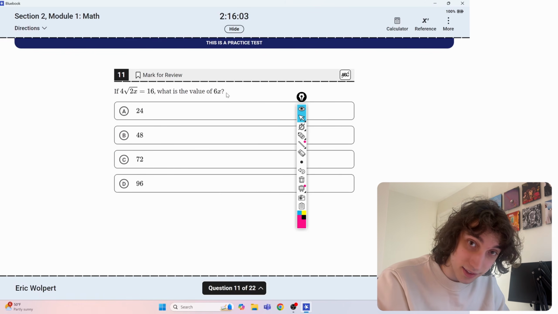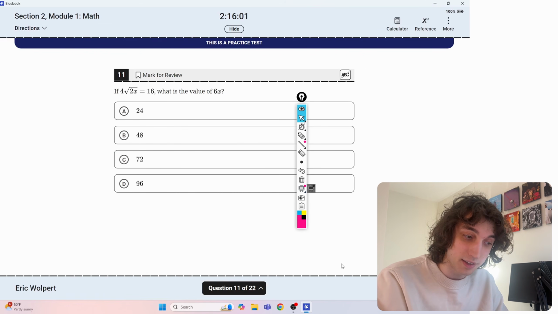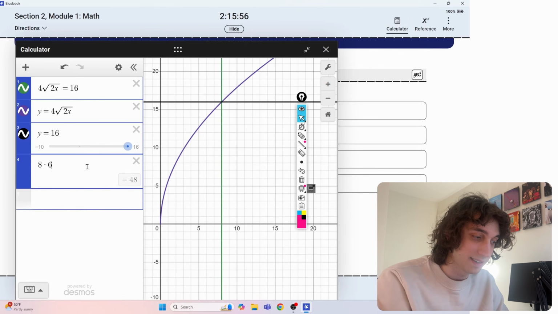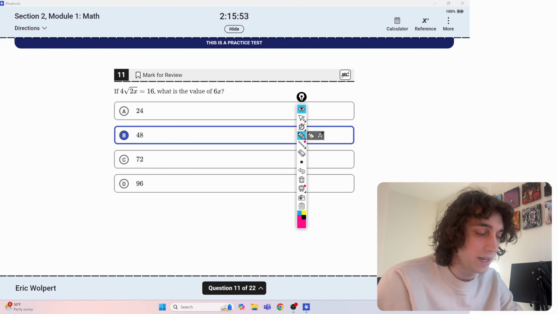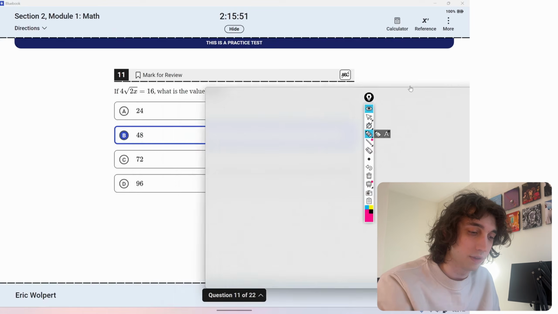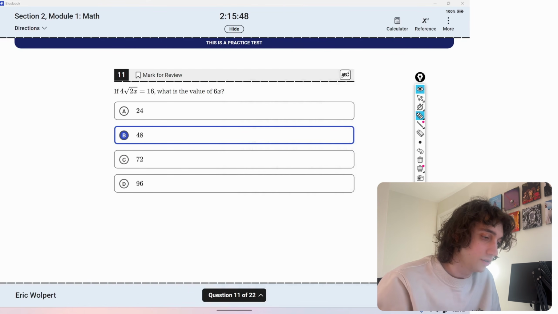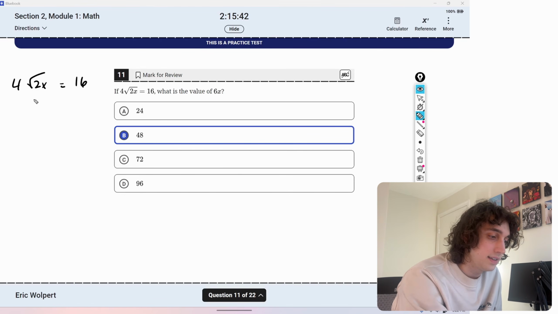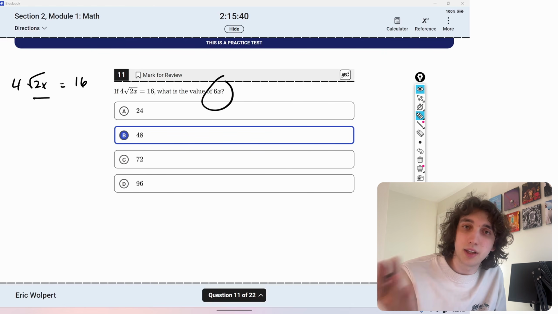We're solving for 6x. So we don't just want 8, we want 8 times 6. 48. If you wanted to do this by hand, it would probably be about equally as fast. So I'm going to go over both approaches. If we have 4 times the square root of 2x equals 16, we want to isolate 6x is really how we should think about it.